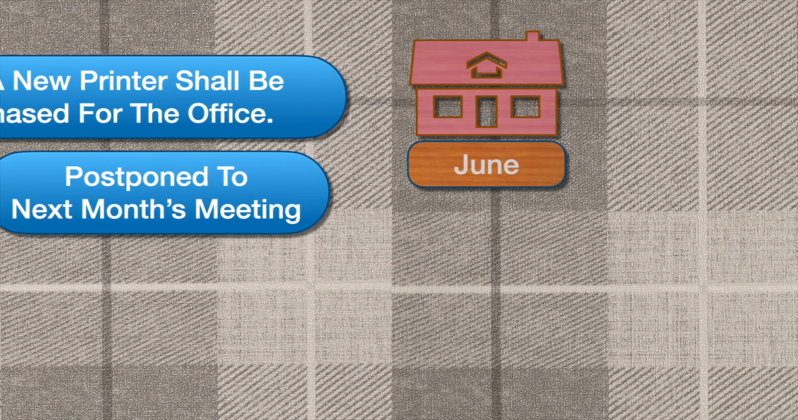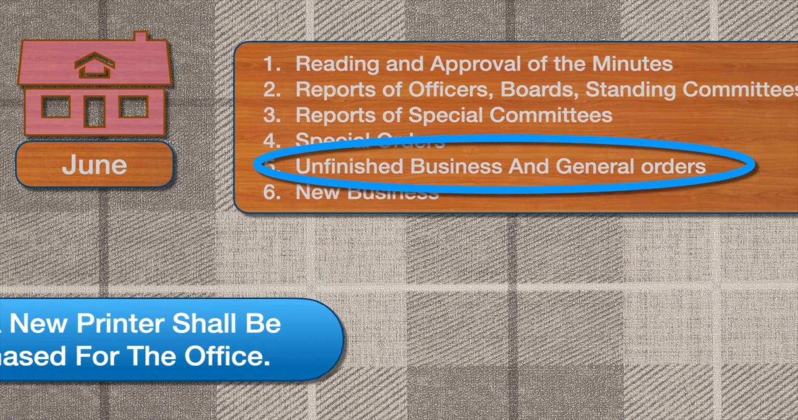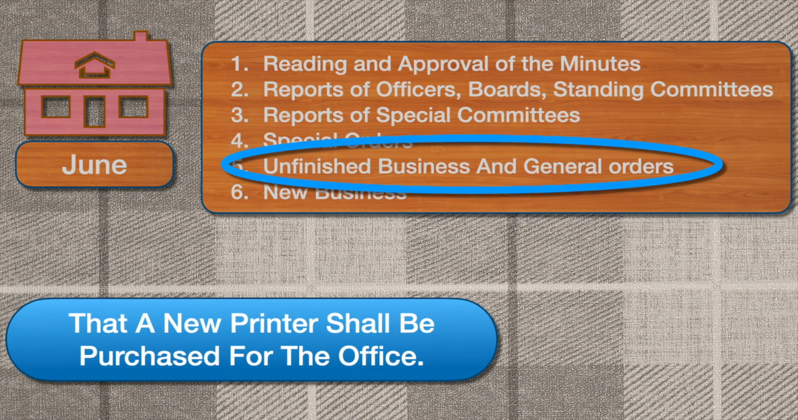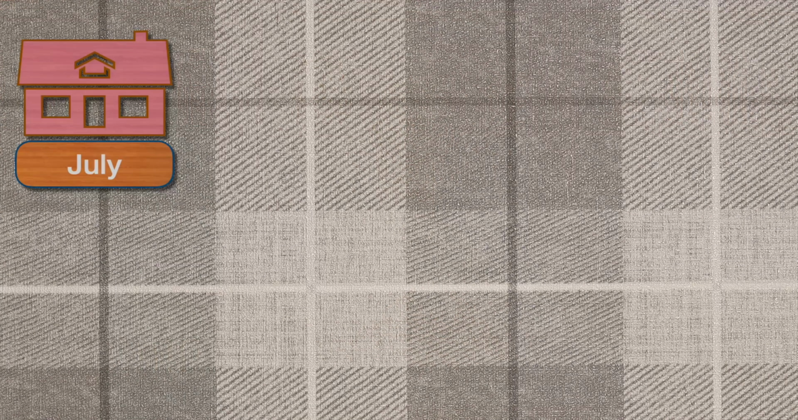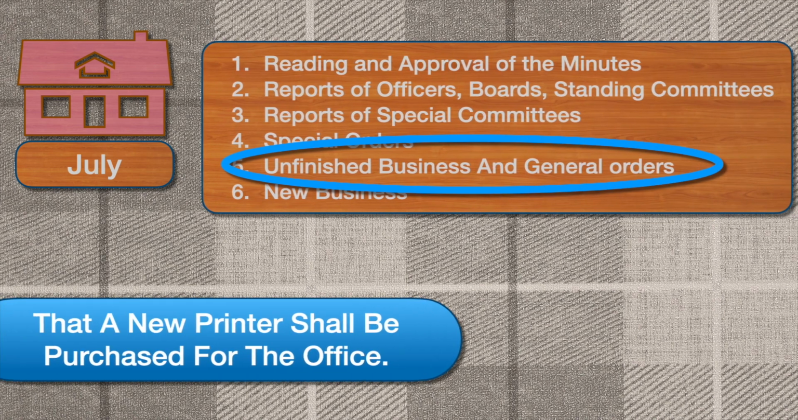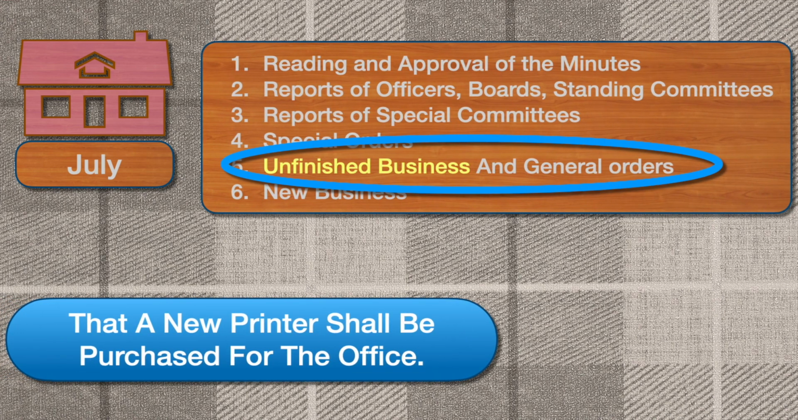When we arrive at the next month's meeting, the June meeting, that motion is a general order. It still comes up under the heading of unfinished business and general orders, but only because it is a general order. It's not unfinished business at this time. However, if that meeting adjourns before taking up the motion, then when the next meeting arrives, July's meeting, the motion is now unfinished business since it wasn't reached at last month's meeting, and it will stay unfinished business until it is reached.